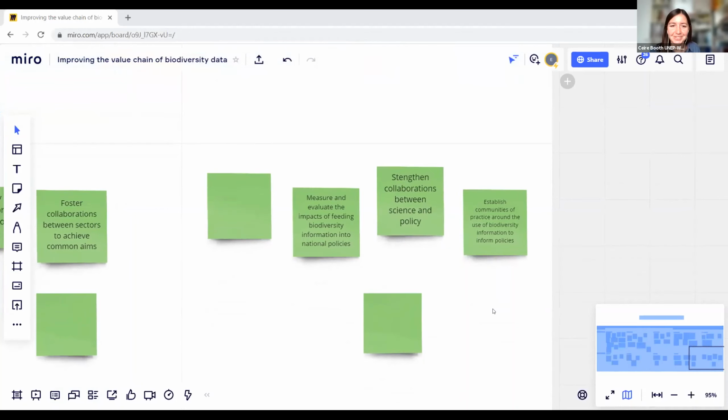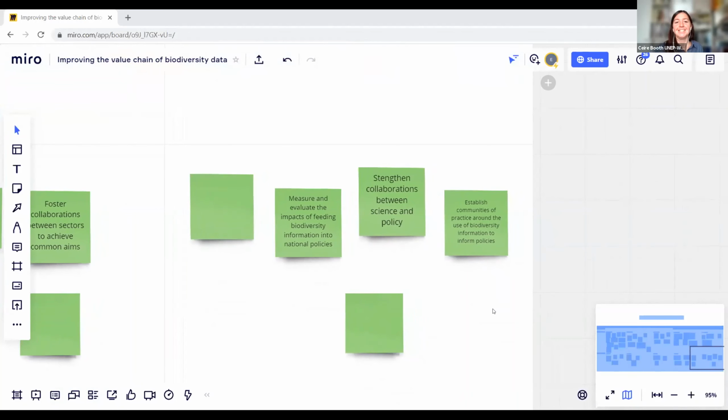Okay, so I'm going to move down to the opportunities. Of course, the most obvious one is that all of this effort will have amalgamated in the use of biodiversity information in decision making. But there are some other important opportunities to highlight here as well. It's a chance to not only get biodiversity information into national policies in the first place, but also a chance to measure and evaluate the impacts of feeding that information into national policies. It's also a chance to strengthen collaborations between science and policy.